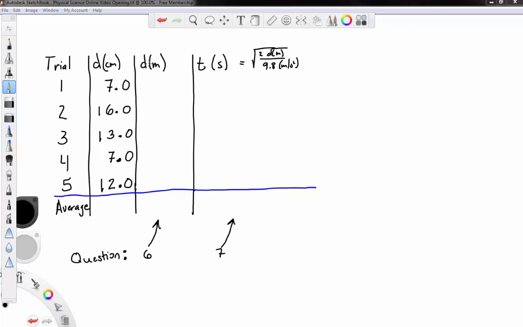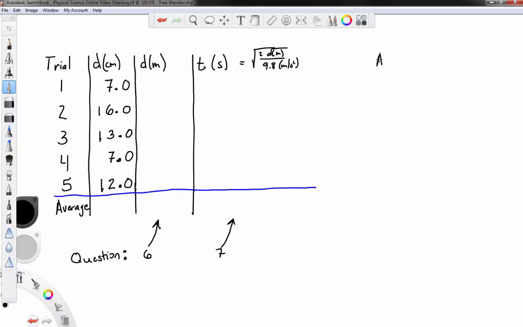Alright, so let's go ahead and get the average of these 5 numbers. Remember that the average is given by adding the numbers together and then dividing by the number of trials, which in this case is 5.